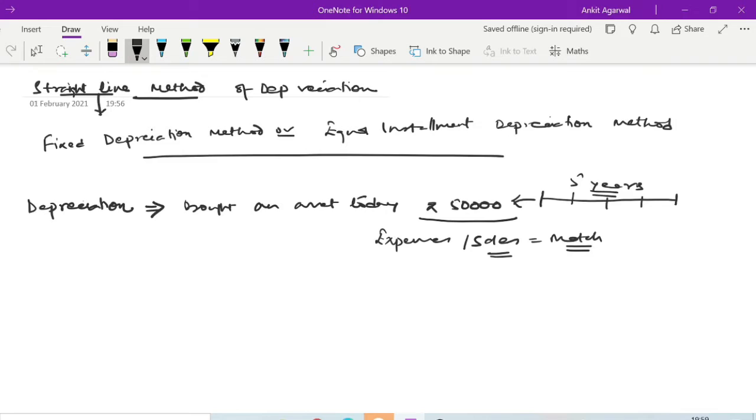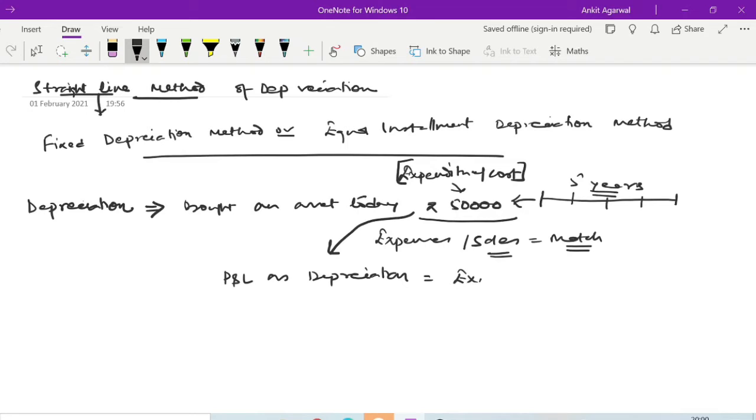Now, 50,000 is a capital expenditure, the cost. The portion which is transferred to the profit and loss as depreciation will be called expense. 50,000 is not expense. The depreciation which will be charged to the profit and loss account every year for 5 years will be called expense, right?